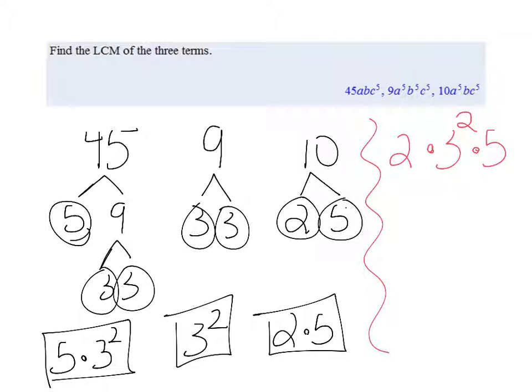The order that you multiply doesn't matter, but I could do 2 times 5, that's 10, times the 9. Maybe that's easier to do in my head, but that's 90. However you do it, it's a 90. And then let's look at the variable part of it.